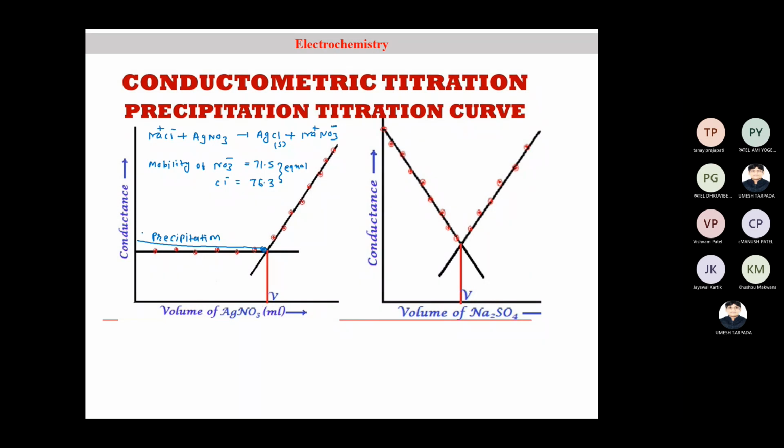But after precipitation, if you are adding more and more AgNO3, then the conductivity increases, due to Cl minus and NO3 minus ions. After that, as you add more and more AgNO3, conductivity increases due to Ag plus ion and NO3 minus ion. So this is called the precipitation plot of formation of AgCl.